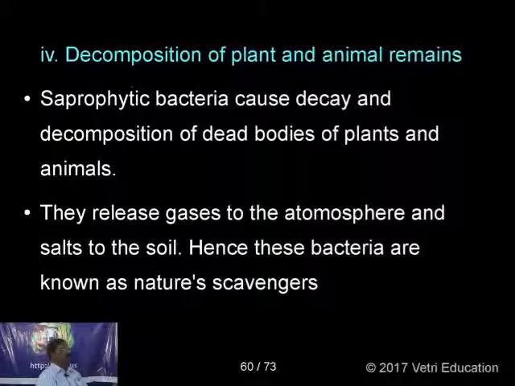Saprophytic bacteria cause decay and decomposition of the dead bodies of plants and animals. They release gases to the atmosphere and salts to the soil, and so these bacteria are known as nature's scavengers. Previously scavengers used to clean fecal matter, but now these bacteria are known as natural scavengers because they clean the dead bodies by decomposition.